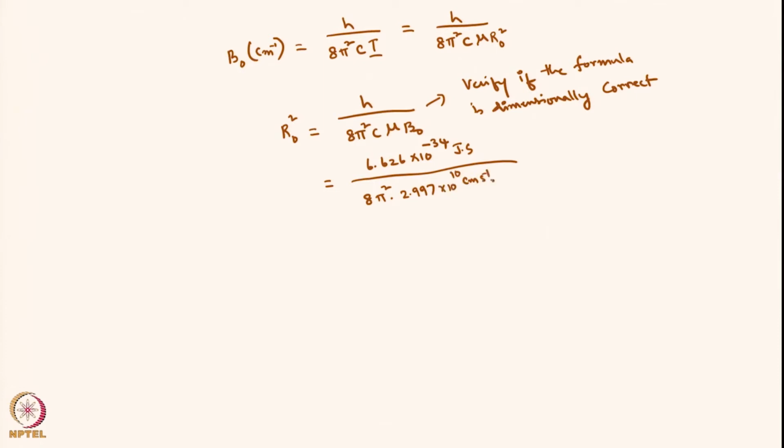Then into mu. For mu I need the reduced mass. If I look at 1H 35Cl, then my reduced mass will be 35 by 36 times 1.66 times 10 to the power minus 27 kilograms. So that will be 35 divided by 36 times 1.66 times 10 to the power minus 27, times the value of B naught, which is 10.44.